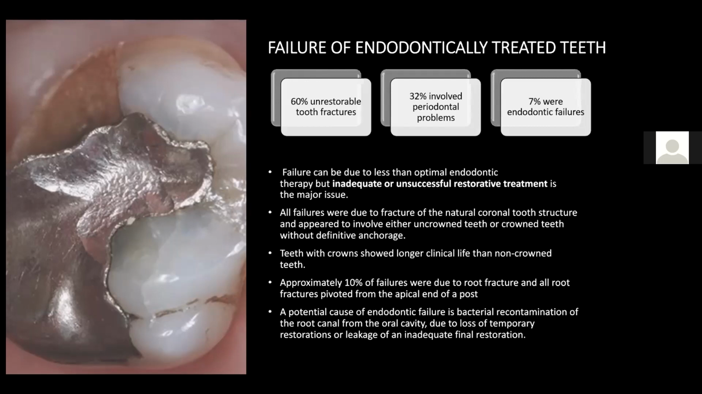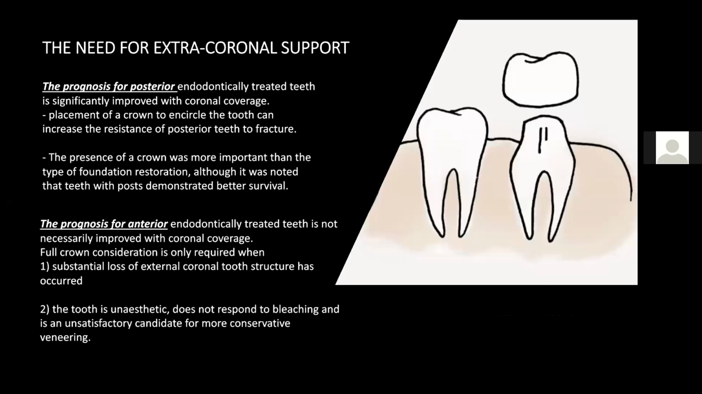Another reason for endodontic failure is bacterial recontamination of the root canal, and most of that was due to the loss of temporary restoration or leakage or inadequate final restorations. Now let's discuss the need for extracoronal support. Do we always need extracoronal support? For posterior teeth, yes, most of the time we do need extracoronal support. We need to crown the tooth. For anterior teeth, not necessarily. Sometimes we do, sometimes we don't. It depends on how much tooth structure was lost.